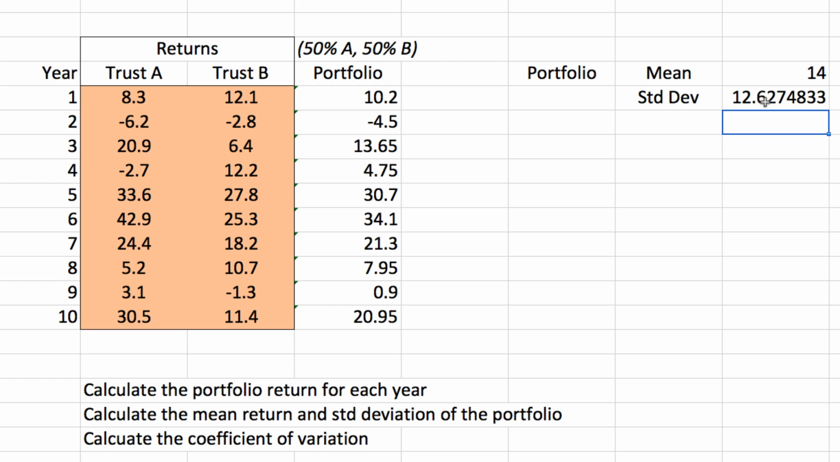Now, again, I've calculated the standard deviation manually in the previous example. So if you want to try yourselves to calculate the standard deviation for this portfolio, by all means do it. Get more practice in. So there's the mean return, there's the standard deviation, and the coefficient of variation is going to be the standard deviation divided by the mean, which is 0.9019. Okay, cool. So I can now do, if I want to, Trust A as well as Trust B.